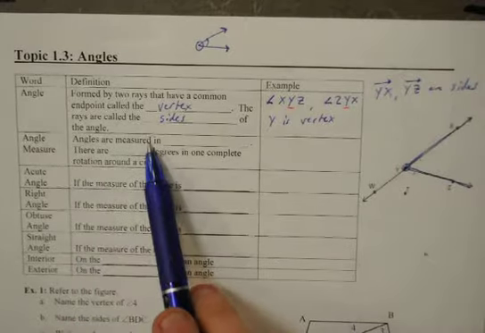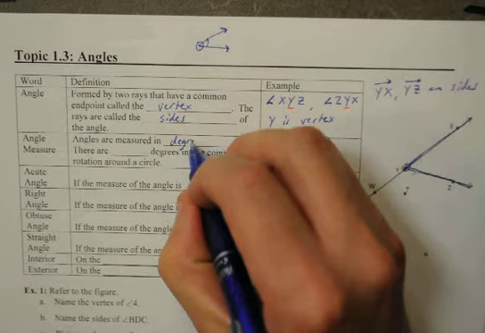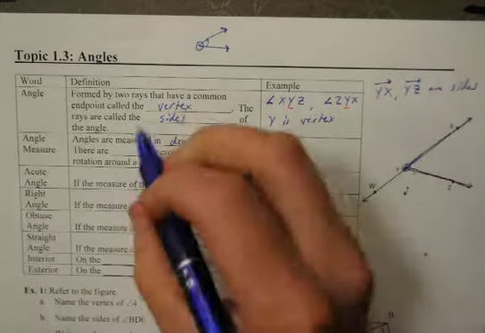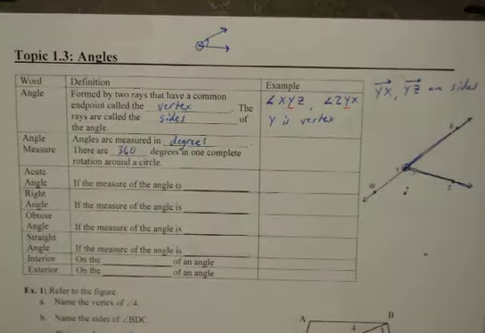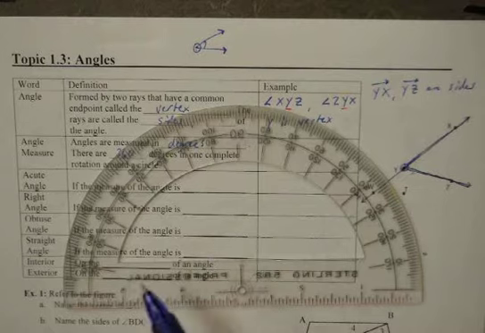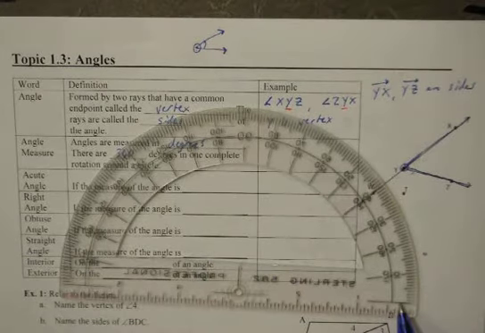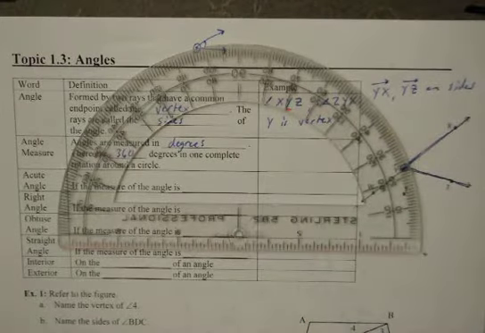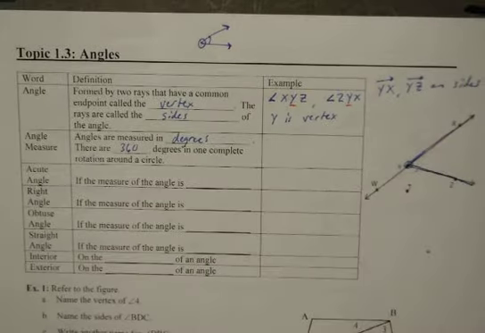Angle measure. Angles are measured in degrees for this class. Other classes, they're different. There are 360 degrees in one complete rotation around a circle. Which is why a protractor has 180 degrees, because that's half a circle, and then going the full way around the circle, you get 360 degrees.